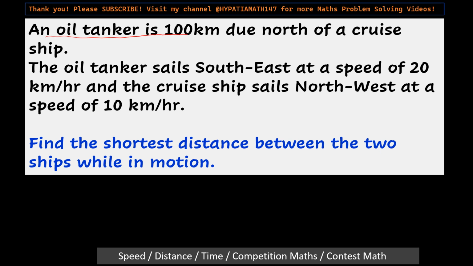An oil tanker is 100 kilometers due north of a cruise ship. The oil tanker sails southeast at a speed of 20 kilometers per hour, and the cruise ship sails northwest at a speed of 10 kilometers per hour. Find the shortest distance between the two ships while in motion.